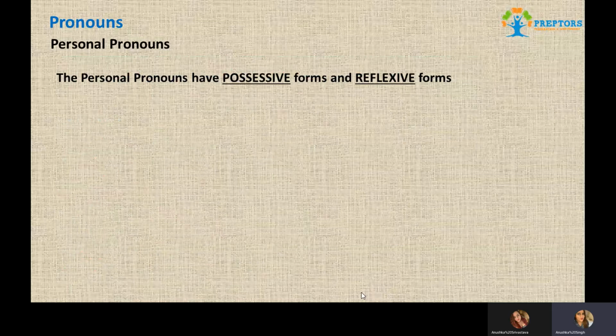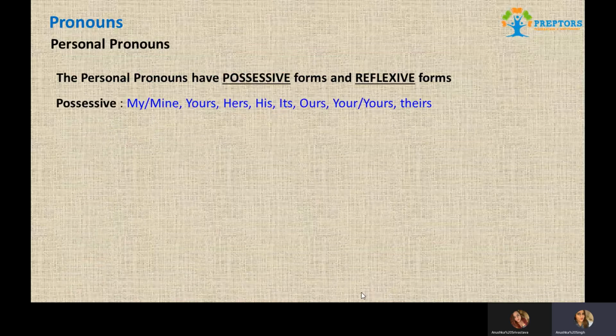So personal pronouns also have possessive forms and they also have reflexive forms. Coming on to possessive first, according to the person, which is first, second, third, you can bifurcate your possessive forms as my, mine, yours, hers, his, its, ours, yours, theirs, etc. So, the book is hers. Hers becomes a possessive pronoun.